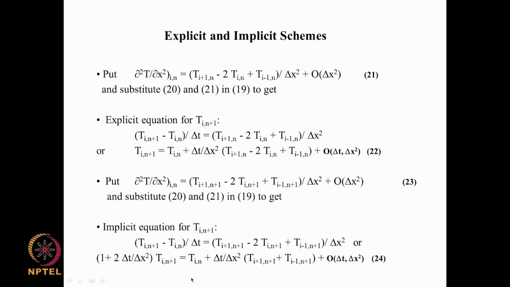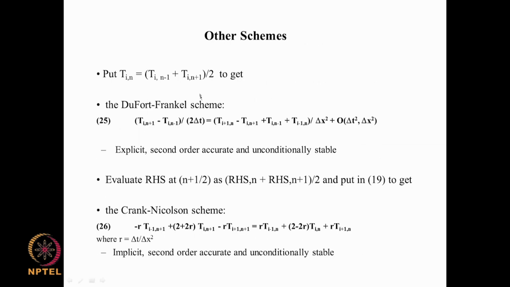And this is not all, we can also evaluate it in a different way. For example, we can put Ti^n equal to (Ti^(n−1) + Ti^(n+1))/2. So, we take the average of the two and then we get a different expression here. Okay. So, now if you look at this using a Taylor series approximation, we can show that this is second order accurate in time and also second order accurate in space.